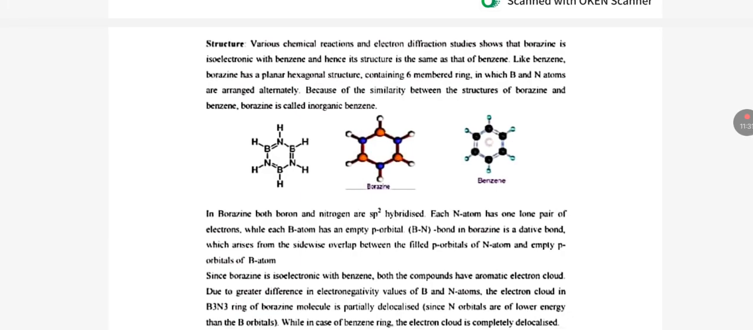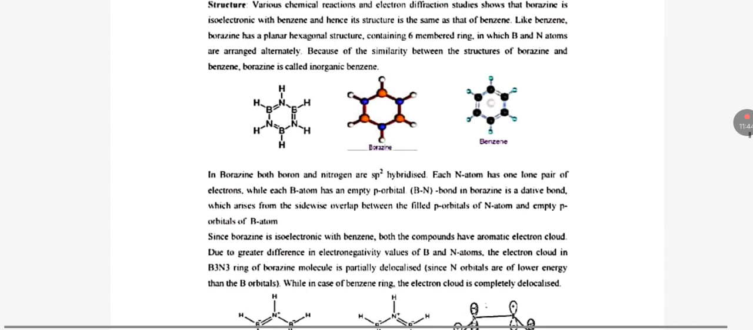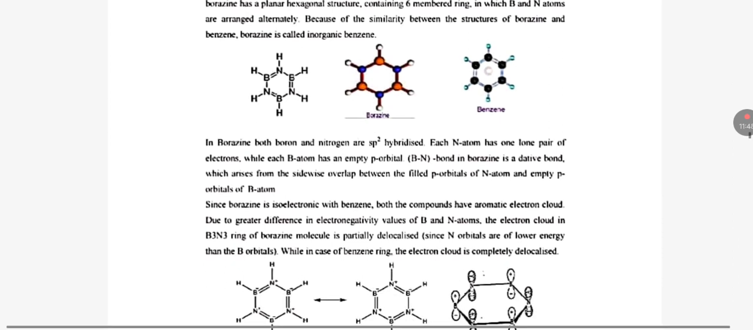The structure of borazine is isoelectronic to benzene, which means its structure is the same as benzene. Like benzene, borazine is a planar hexagonal structure, a 6-membered ring. Boron and nitrogen atoms are arranged alternately. Because of the similarity, borazine is called inorganic benzene.